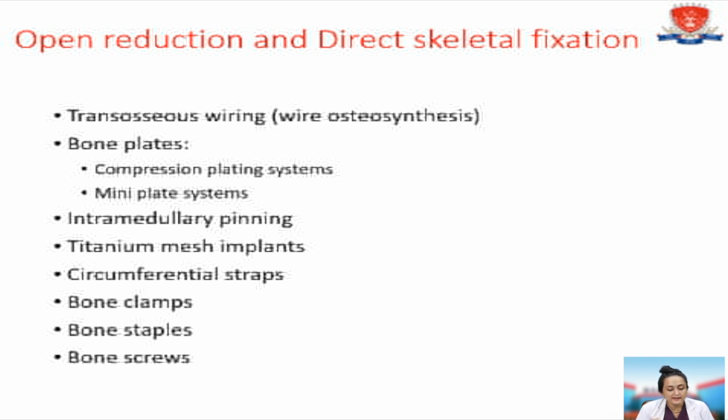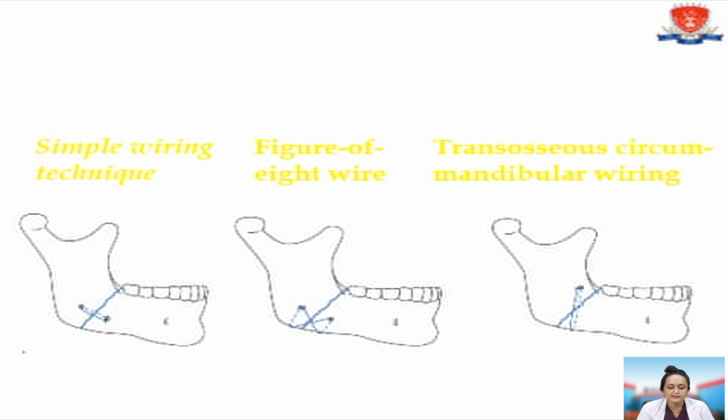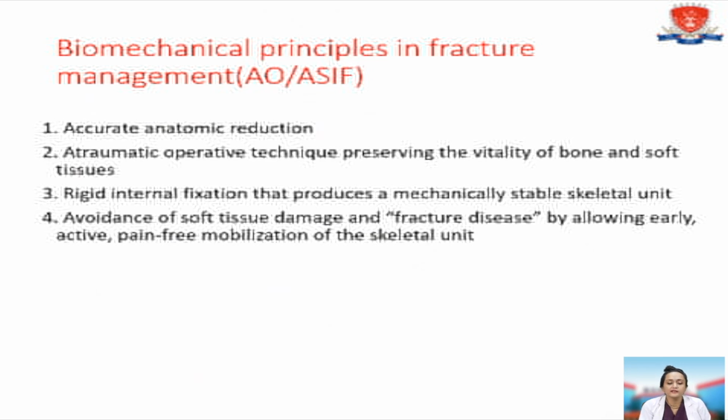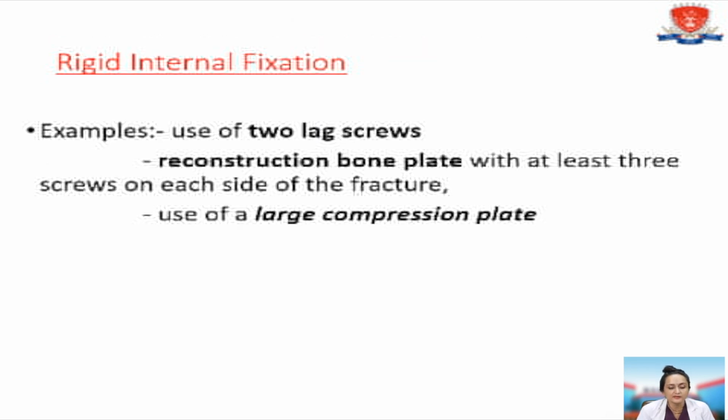So the first diagram shows simple wiring technique. The second one shows figure of 8 wiring and transosseous circummandibular wiring in the third picture. Now we come to rigid internal fixation. The examples are use of 2 lag screws, reconstruction bone plates.